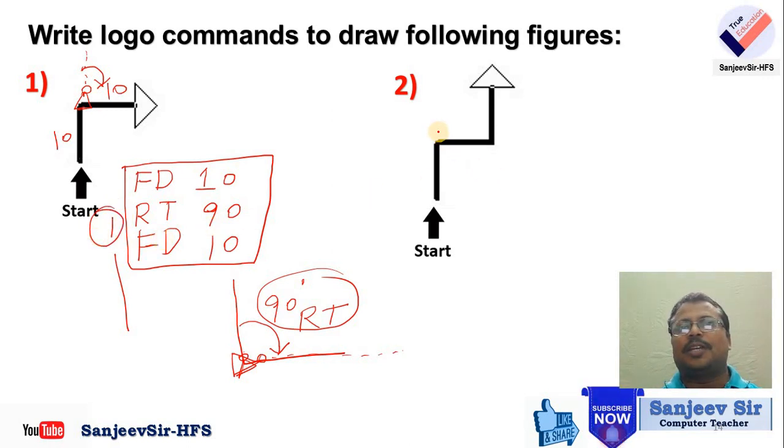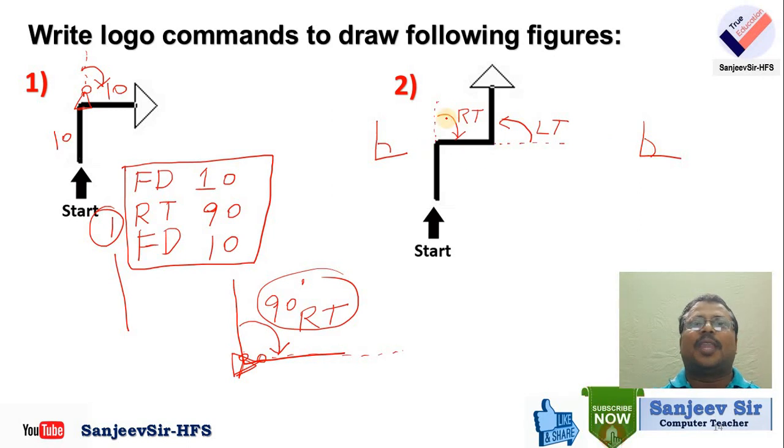In the second figure you see here, the turtle will not go in this direction, it will turn here, and here also the turtle will not go in this direction, it will turn here. That is RT, and here is LT. The angle will be 90, because this is also a 90 degree angle, this one, and this one also here 90 degrees. Okay, that means 90 degrees here, and here also 90.